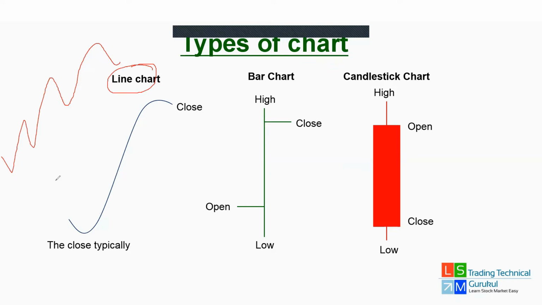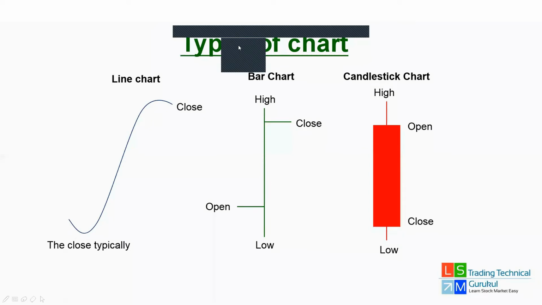Basically there are no other uses of the line chart. Another is the bar chart. A bar chart has two kinds of bars: one is a red bar, one is a green bar. But it is not like the candlestick chart. One is red and another is green.